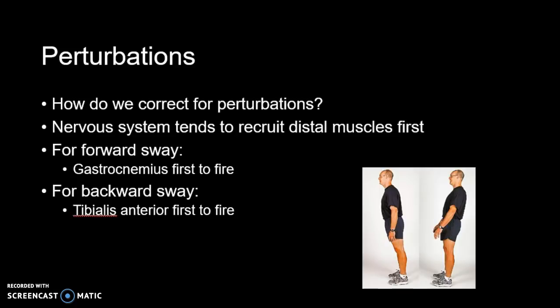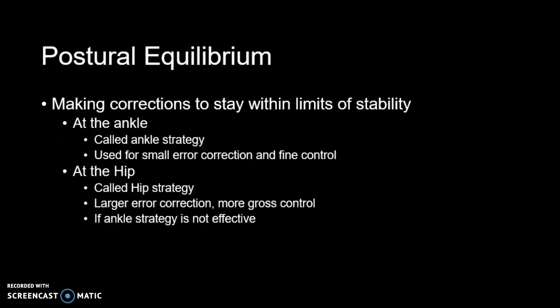If we start to go backwards, the tibialis anterior will start to fire, which will cause a torque, bringing us forward. Now, to maintain equilibrium, we want to make corrections to stay within limits of stability. At the ankle, we call this an ankle strategy. At the hip, we call it a hip strategy.